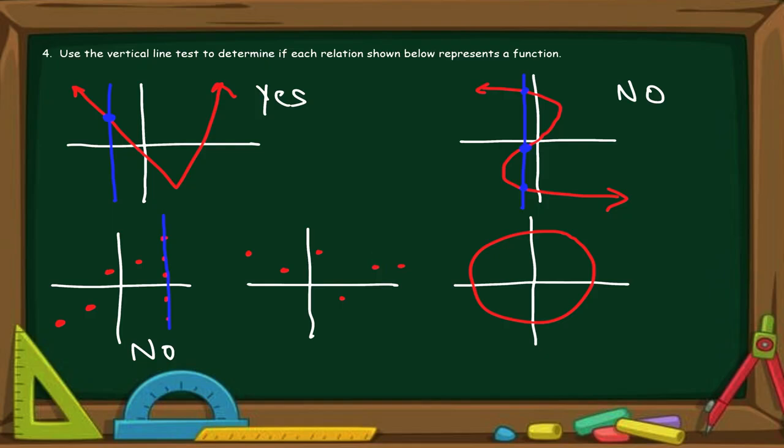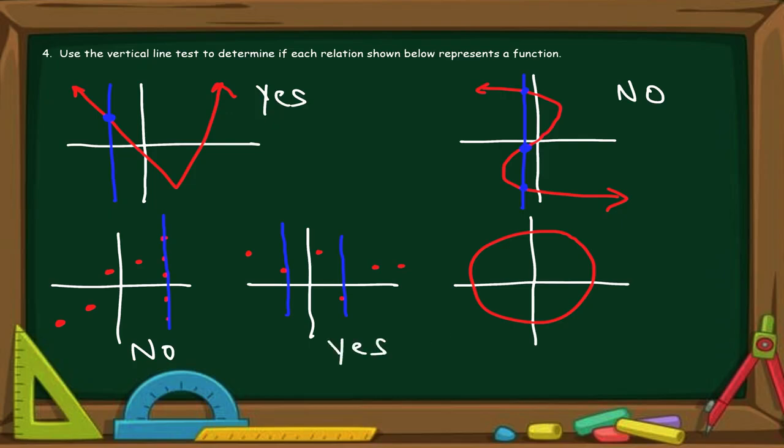For the next relation, it doesn't matter where we put the vertical line, we're only going to get 1 point. If we put it here, it's only going to touch the line once, so we can't draw a vertical line where it touches 2 points. Therefore, this relation represents a function.